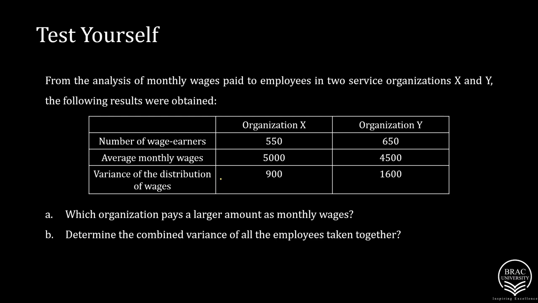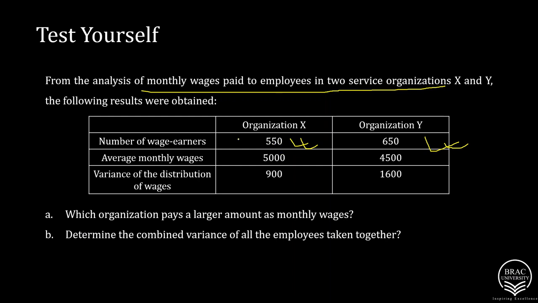You can see there are some data, that is from the analysis of monthly wages paid to employees in two service organizations X and Y. The following results are obtained, that is the number of wage earners in organization X and in organization Y. You can see this is population because the monthly wages of all the employees in the service organization are counted. So here you can see the population size is 550.